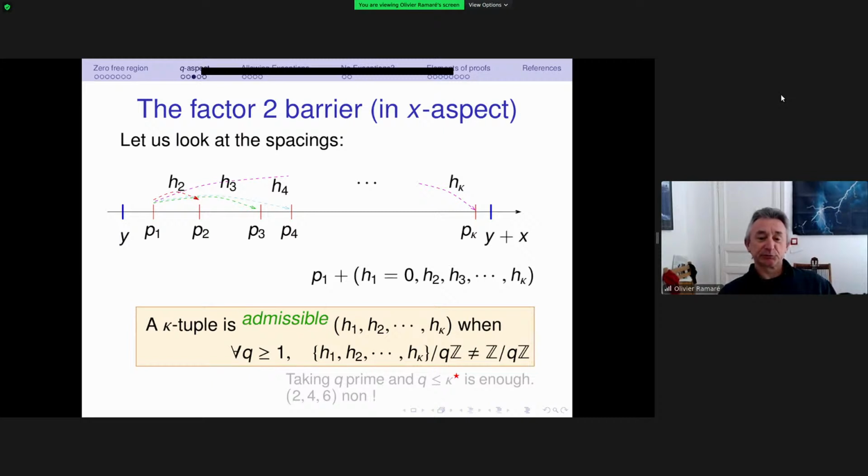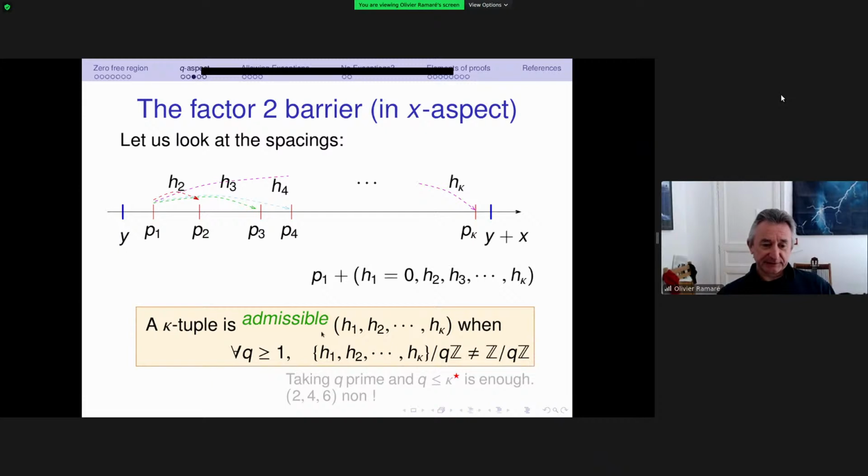What about the factor 2? That was the factor 2 in the q aspect. But what can you say about it in the x aspect? There's a talk later by Andrew Granville about some work with Alisa Lumley, and I think that he'll tell you much more than I will on this problem. So, is this factor 2 necessary in the x aspect if you forget about the q aspect?